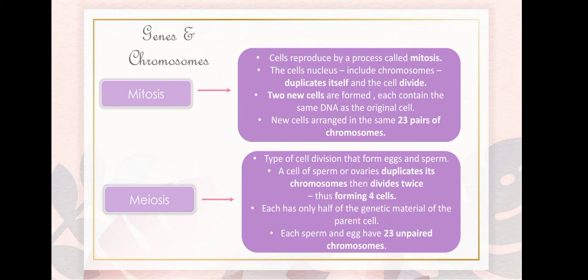Okay, so meiosis actually happens in gamete cells. What is a gamete cell? Gamete cell refers to reproductive cells. So the gamete cell for male, we call it sperm. The gamete cell for female, we call it ovum. So ovum and sperm will go through the process of meiosis.